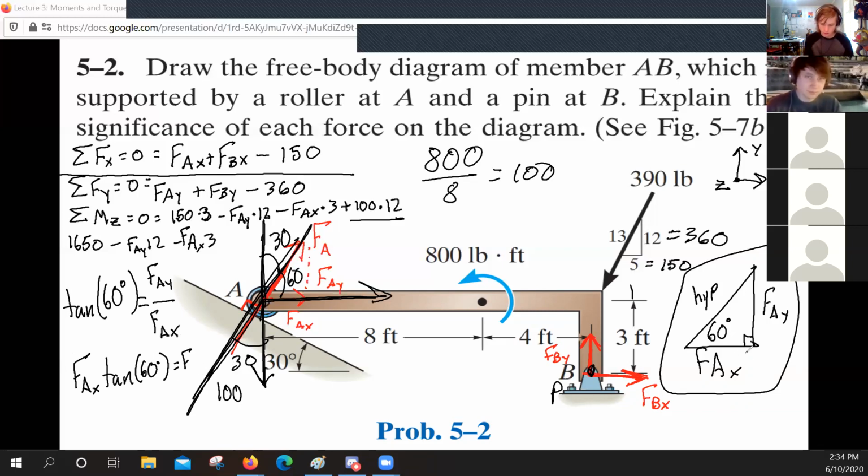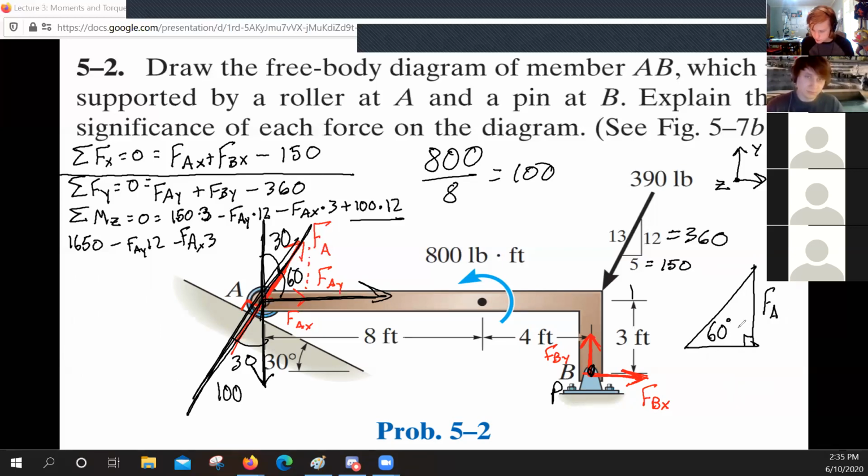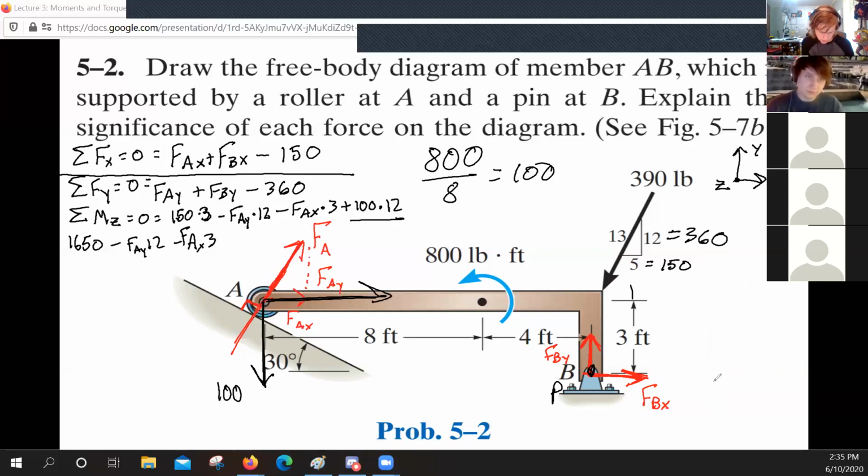And I am going to do a big delete here because I need to get some space. I haven't used Zoom's annotation stuff a lot, so I don't know how well it works for selecting large quantities of things and then deleting them. Oh, there we go. FAX times 3. Okay, so I'm going to rewrite it up here. So it was FAX tan 60 equals FAY.